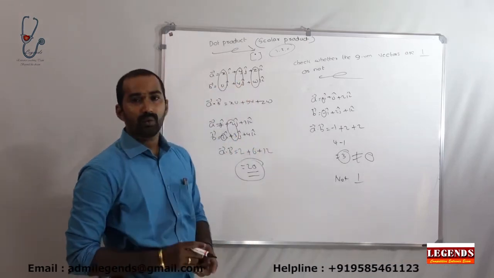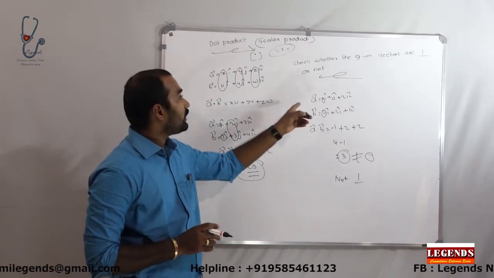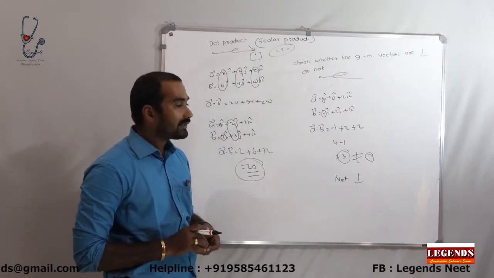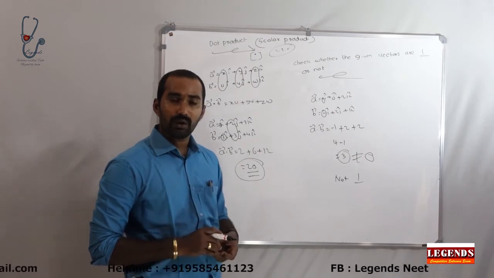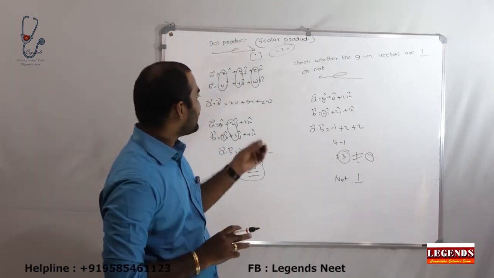How can we prove that two vectors are perpendicular or not? Only by taking the dot product. If the dot product is 0, then we can say that it is perpendicular or orthogonal. Otherwise, not perpendicular or not orthogonal. Okay, I'm just giving some more examples.